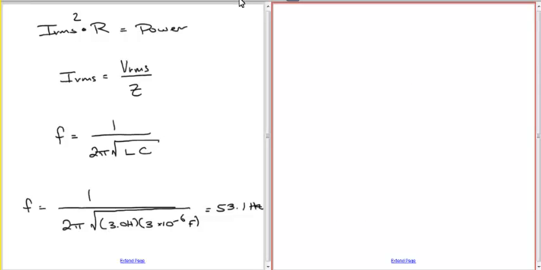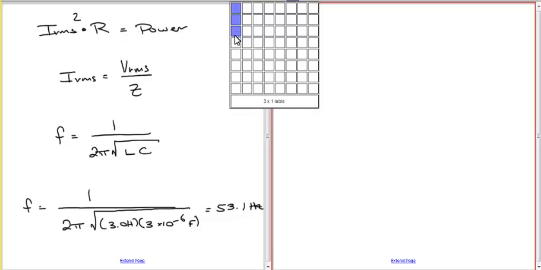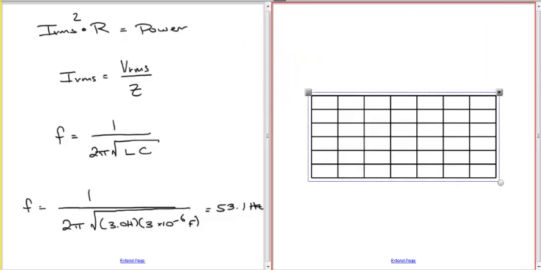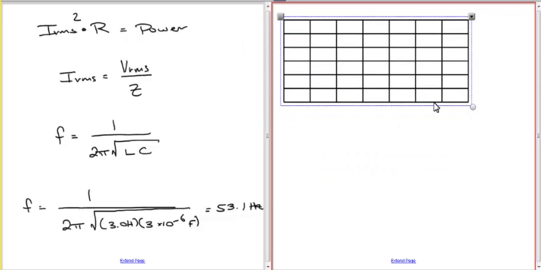So what we need is a table, and we'll have a column with the frequency. How many frequencies do we have? We have 5, I think, so we need six rows to include the headers. With the frequency, we can calculate the capacitive reactance and the inductive reactance. We have the resistance, and then we can calculate the impedance for the total circuit, then the current, and then the power. Okay, so that's the table. Hopefully I got everything in there I needed.